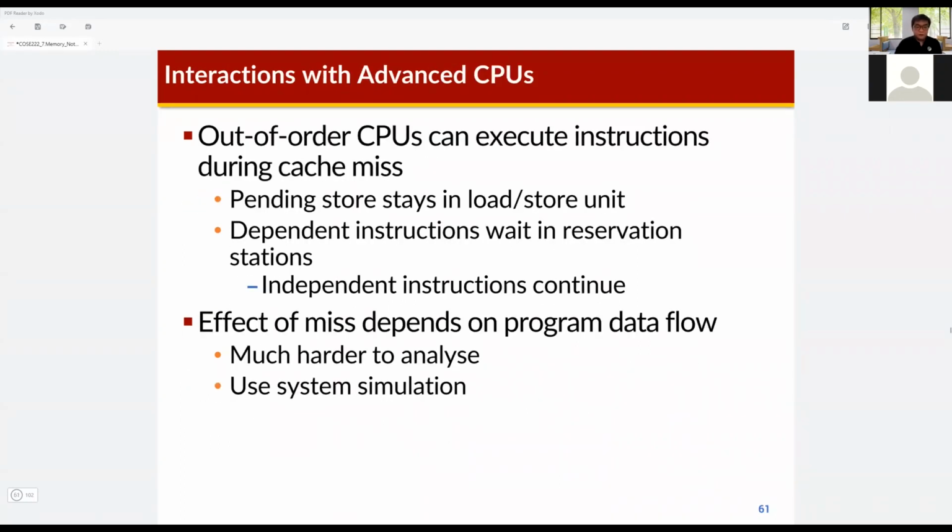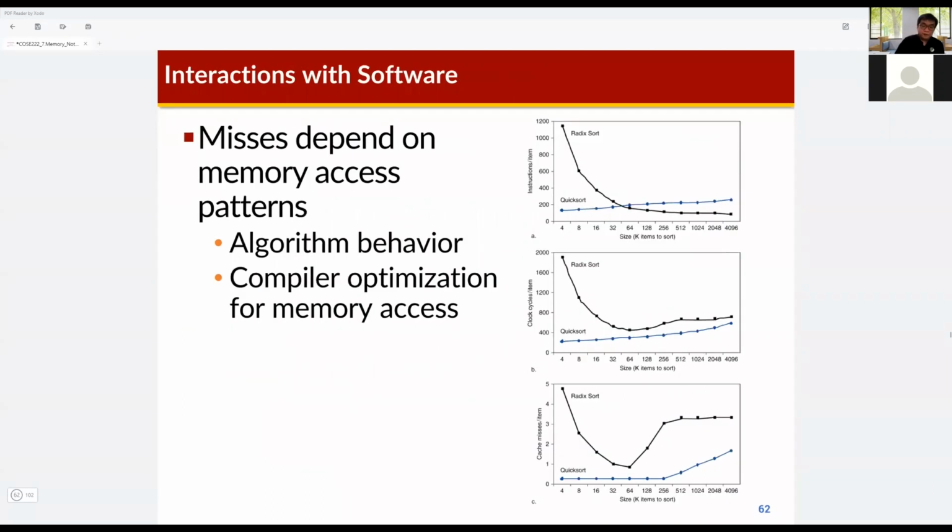Then let's think about the performance of applications with the cache organization. So why do we need the cache? Why do we need the cache? To improve the performance. And then how can we improve the performance with this cache?